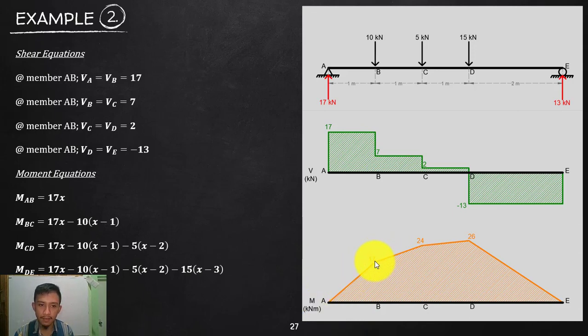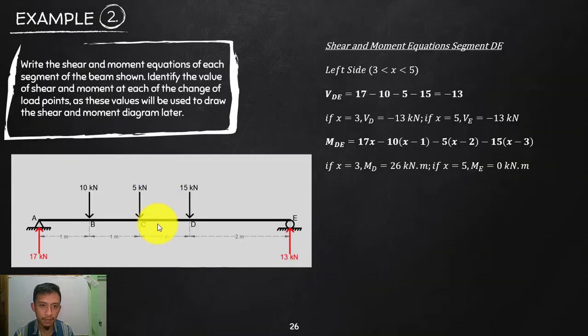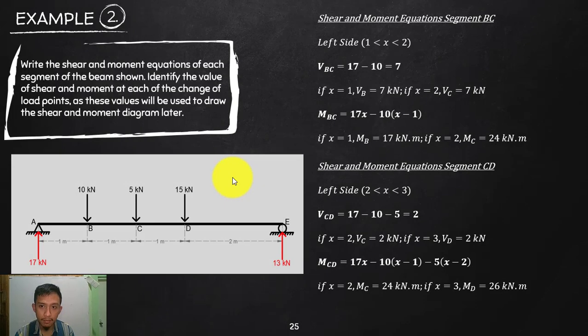Okay, and then using your BC equation, substitute at x equals 1, which is B, will give us 17, so that will connect with that. And then at x equals 2 will give us 24. We solved that one a while ago, if you will go back to the previous slide.